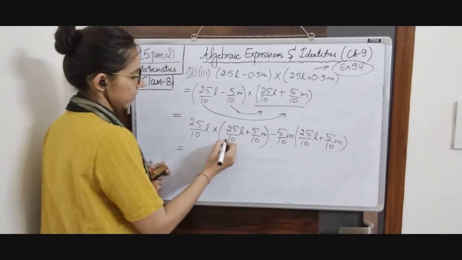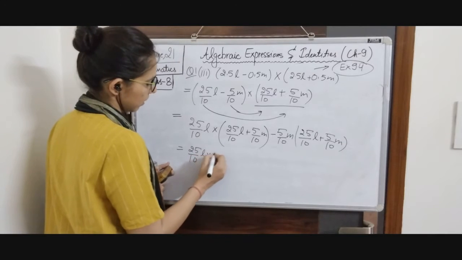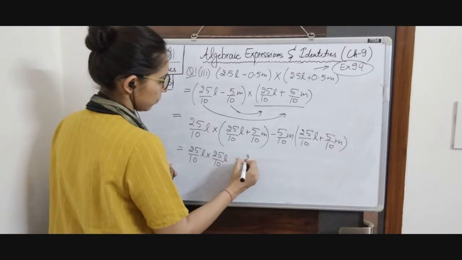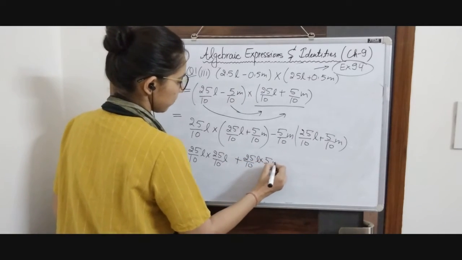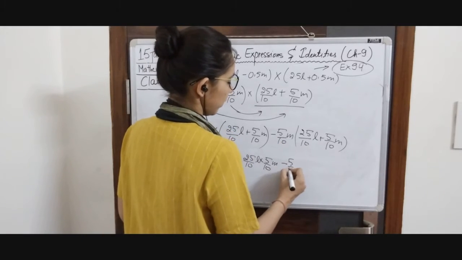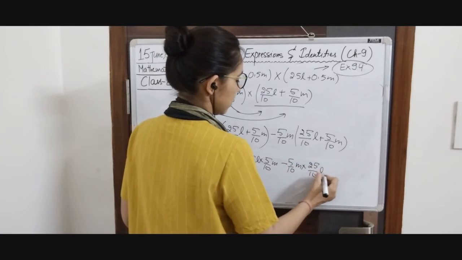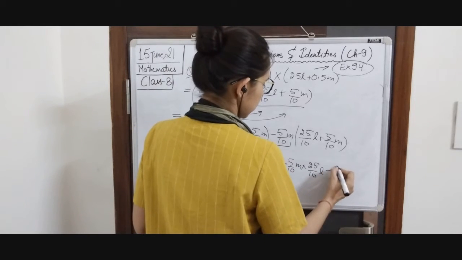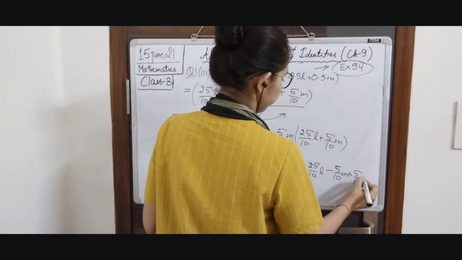Now we will multiply. It is going to be 25 by 10L into 25 by 10L plus sine 25 by 10L into 5 by 10M minus, we are going to multiply this with this, minus 5 by 10M into 25 by 10L. Minus is with this term, so we are going to keep minus 5 by 10M into 5 by 10M.